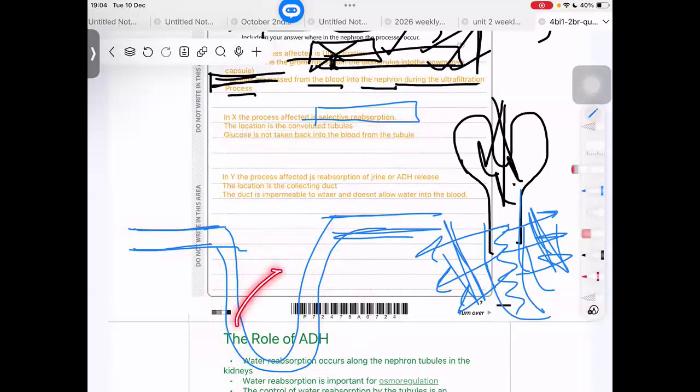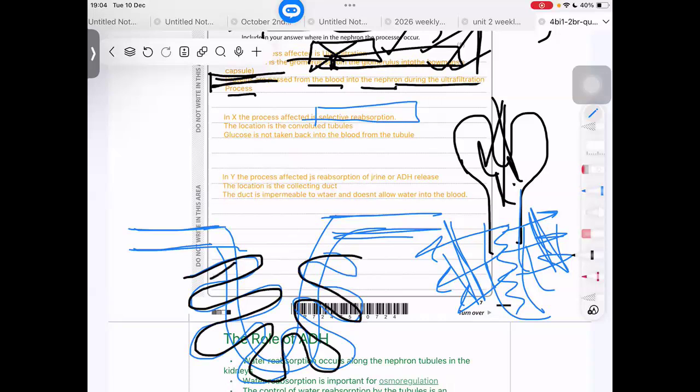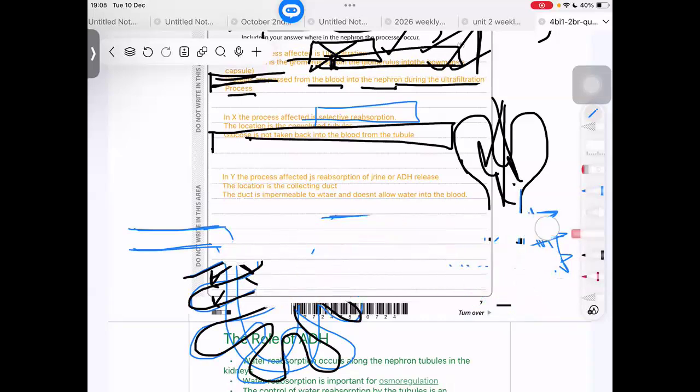That means this glucose is not taken up. Surrounding this loop of Henle, there are some capillaries called vasa recta. You don't have to know that. So actually, glucose passes into these capillaries, into the blood. If selective reabsorption does not take place, that means glucose is not taken back into the blood from these tubules, right? So if that is explained, you can get the marks.